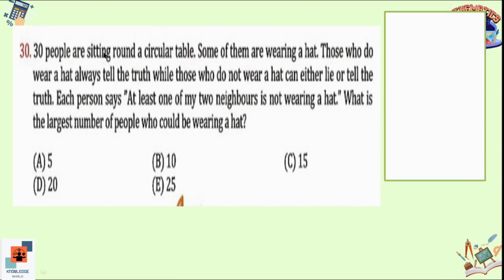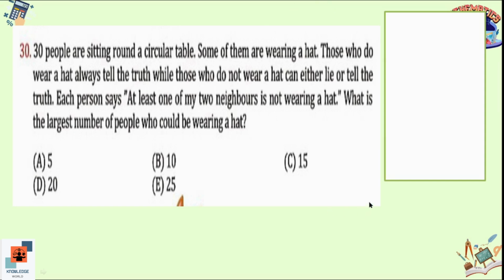Question number 30. 30 people are sitting round a circular table. Some of them are wearing a hat. Those who do wear a hat always tell the truth, while those who do not wear a hat can either lie or tell the truth. Each person says, at least one of my two neighbors is not wearing a hat. What is the largest number of people who could be wearing a hat?